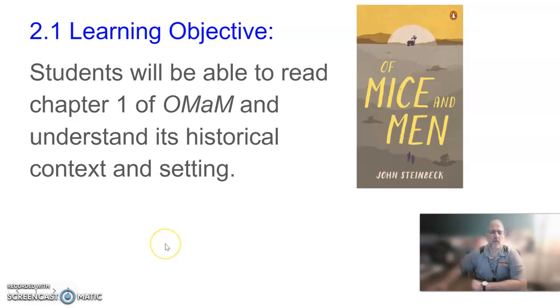Good morning. We are going to be starting our Of Mice and Men novel unit today. This unit will run from approximately October 12th until November 9th. There'll be activities that you'll be doing.